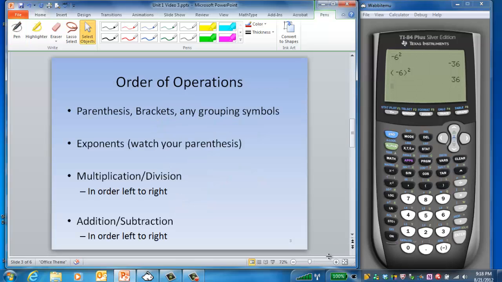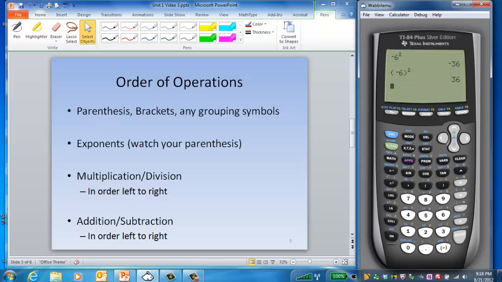When you work with order of operations, you learn that parentheses are the first thing that gets done. And that's exactly what the calculator is reading here. It's reading, okay, I'm taking my -6 and I'm going to look at that part first. Second thing the calculator looks for are exponents. So it's taking this -6 and raising it to the second power.